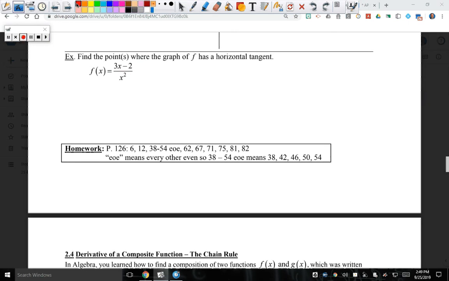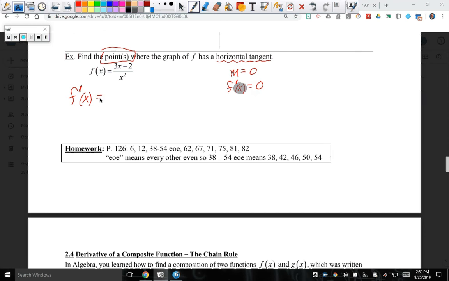So I have this rational function, and it says find all the points where the graph of f has a horizontal tangent. So this is important. What does that mean? Go ahead, anyone. Slope is 0. So if the slope is 0, and I'm using calculus notation, I could say f prime of x is 0. Okay? And we're going to see where does this occur. It's like we're working backwards. So let's derive.